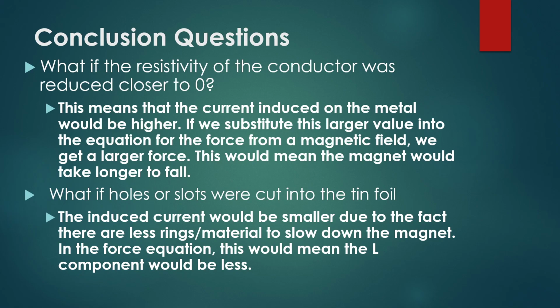What if the resistivity of the conductor was reduced closer to zero? This means that the current induced on the metal would have to be higher. If we substitute this larger value into the equation for the force of the magnetic field, we'd get a larger force. And this means the magnet would take longer to fall.